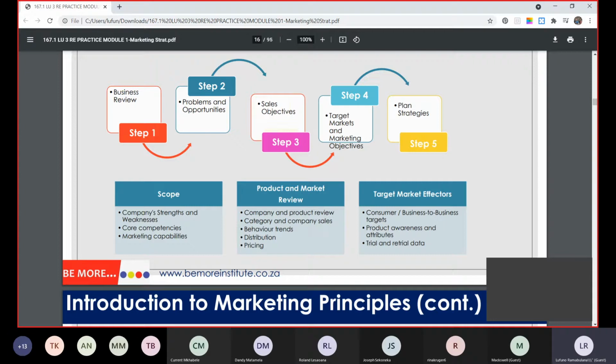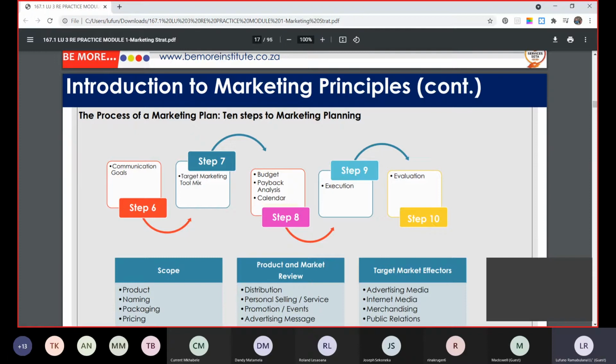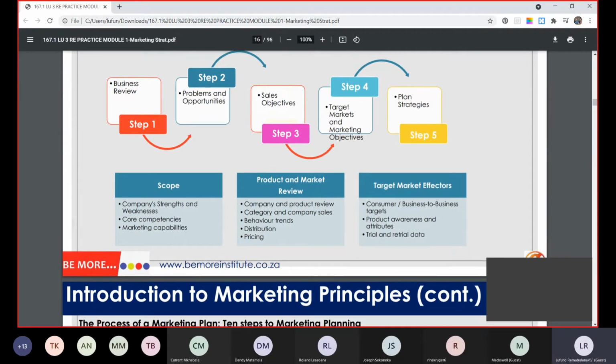So we have what we call the target market effectors that looks at consumer and business. Consumer, which is your consumer targets, or business-to-business targets. Who are we serving? Are we serving the consumer directly, or is it business to business? Or what we call your B2C or B2B type of model. Product awareness and attribute: do we know our products? Are we aware of the different attributes that are attached to our products? Then we've got trial and retrial data. So it will look at the different data that we are able to pick up in terms of our market, and then after trying, we re-establish the new data. After putting the product out there or sampling the market, we are able to redo the data and model it backwards.